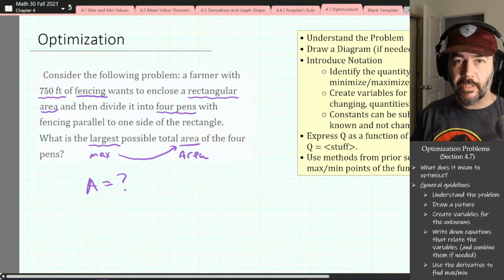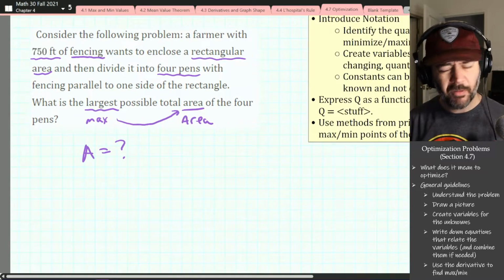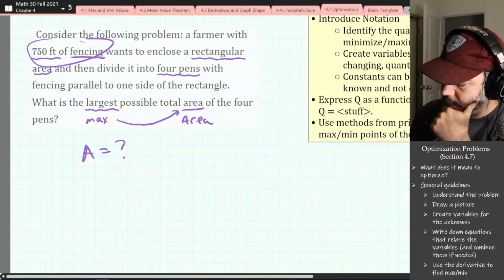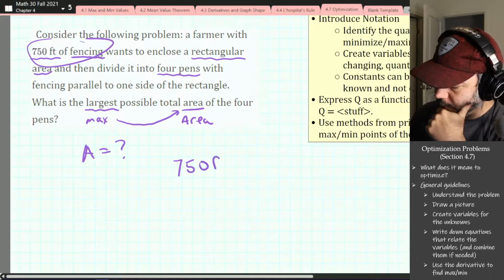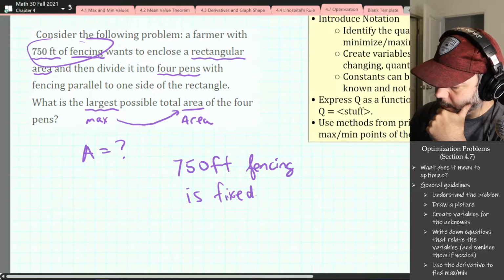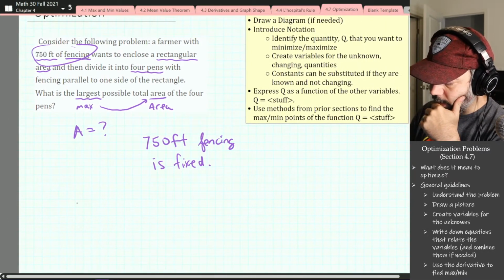I need a picture here, and this is where you need to start thinking, you've got to reread and think about, okay, what is it saying here? So notice the fencing is fixed. So 750 feet of fencing is fixed, constant. So we can't change that. And we want to enclose a rectangular area.